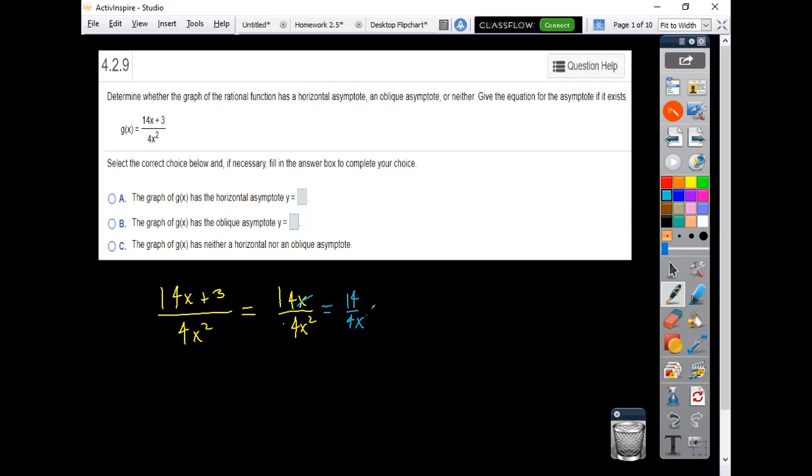And again, because we're going to infinity, it's really the x that dominates anything here. And it's going to be something over infinity, and that goes to 0. So my horizontal asymptote on this one would end up being on the x-axis, because y equals 0 is the x-axis. So the graph of this has a horizontal asymptote, and it would end up being at y equals 0, which again is on the x-axis.